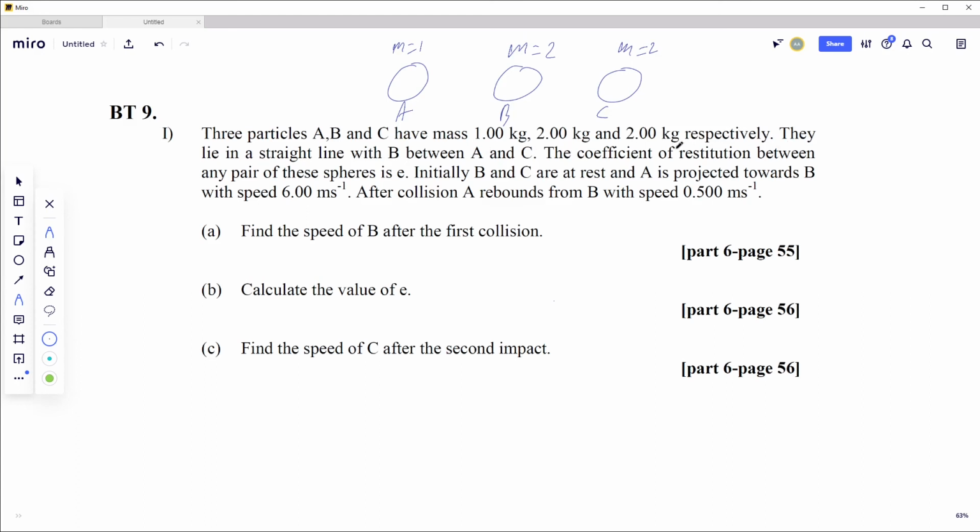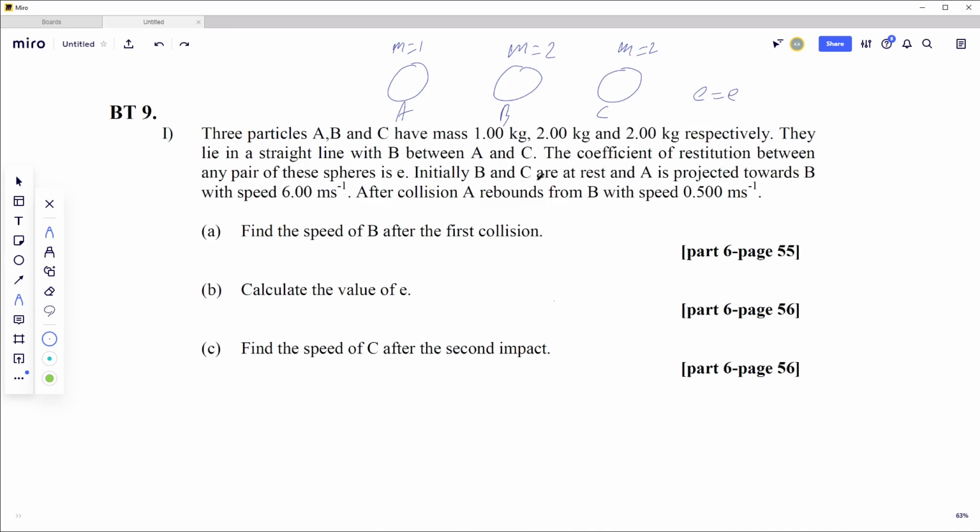The coefficient of restitution is going to be E, the symbol E. It's like how we could say the distance x is x. It's funny when it's the same variable name, but anyways.